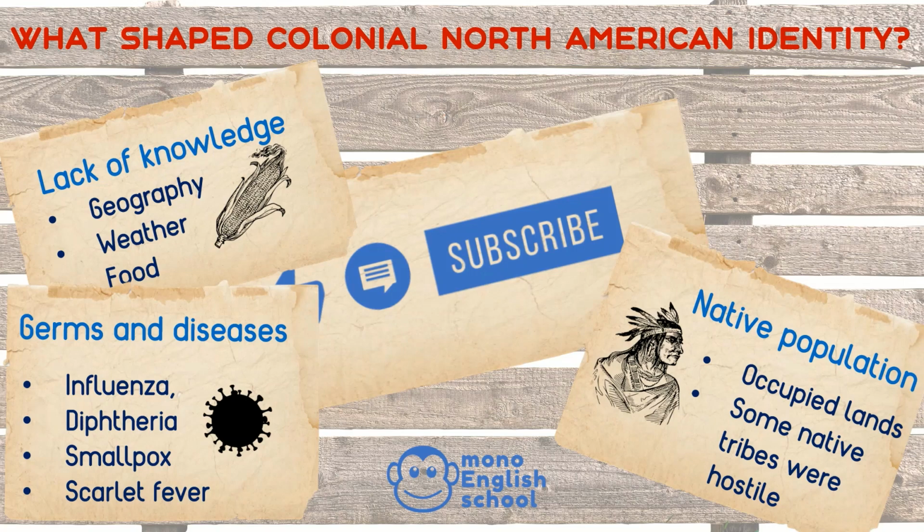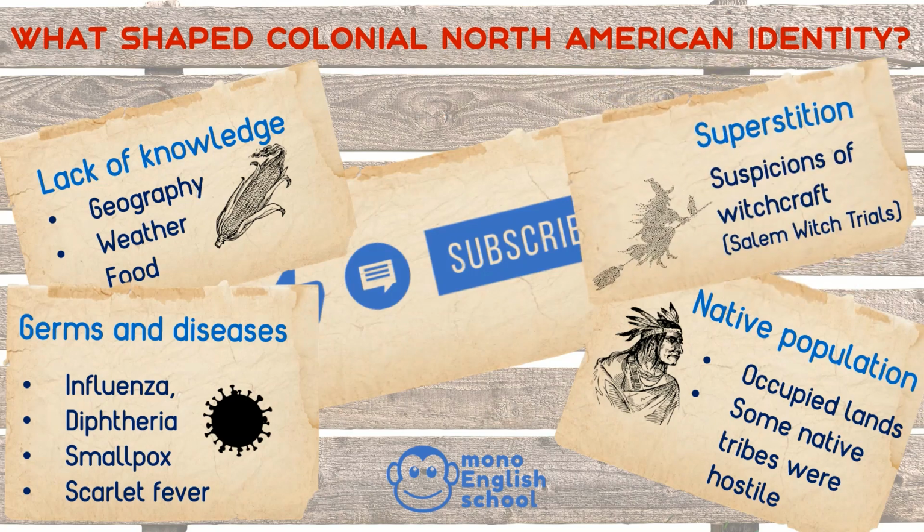Conversely, many of the deaths in the New World were caused by germs and diseases that the settlers had never previously been exposed to, such as influenza, diphtheria, smallpox, and scarlet fever. The high death rates caused by the unknown diseases led to growing belief in witchcraft. Think the Salem witch trials.